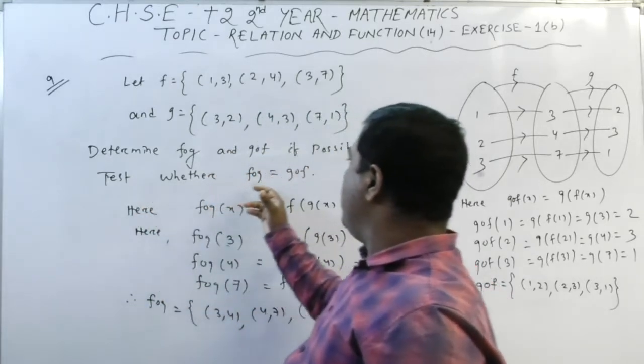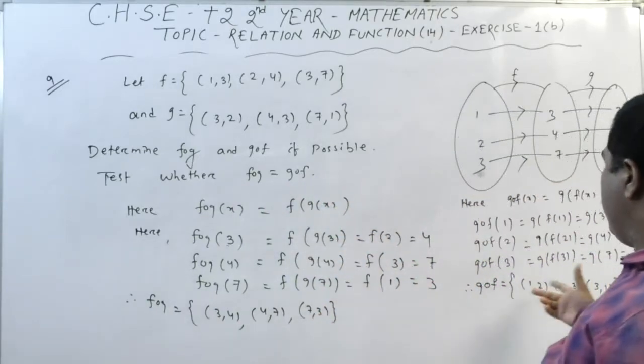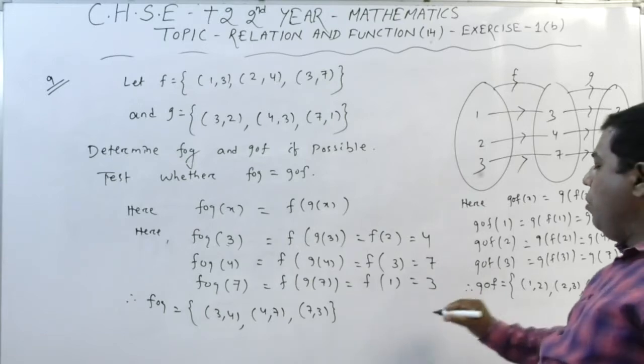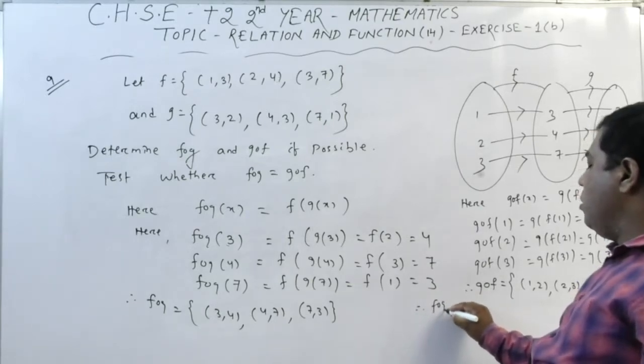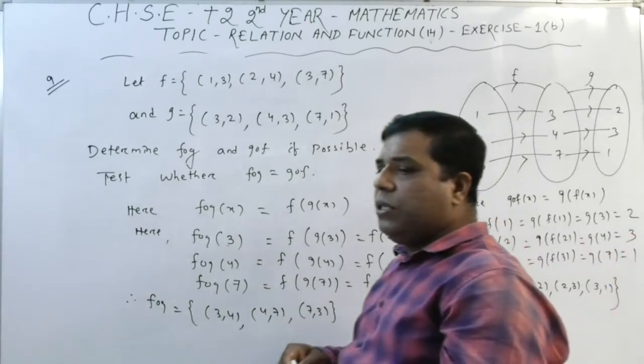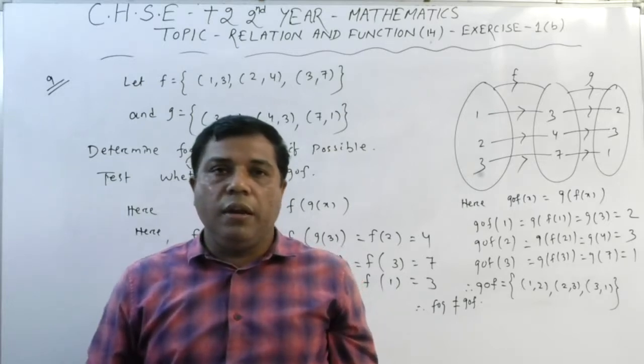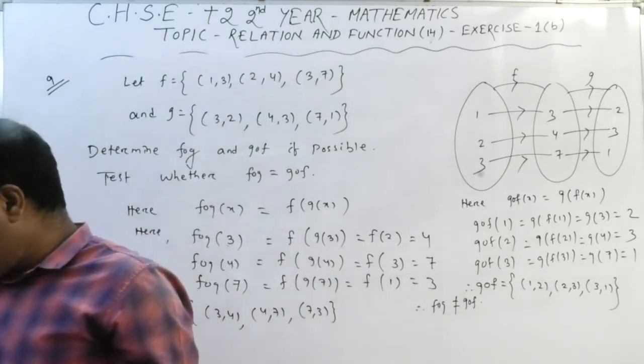Now the question is whether f∘g is equal to g∘f. You see, my dear students, whether f∘g and g∘f are equal, they are not equal. Therefore, f∘g is not equal to g∘f. So this is concerned with the composition of functions. Clear? Now we move to some other problems.